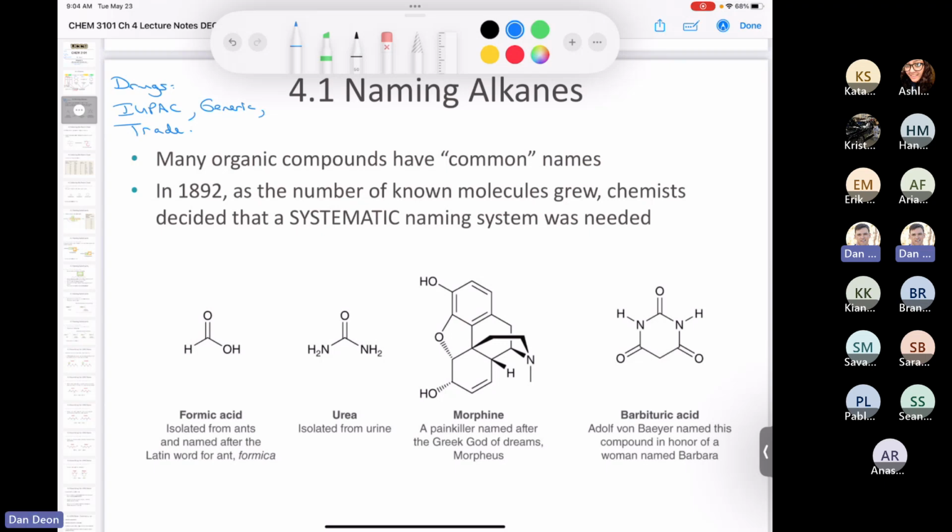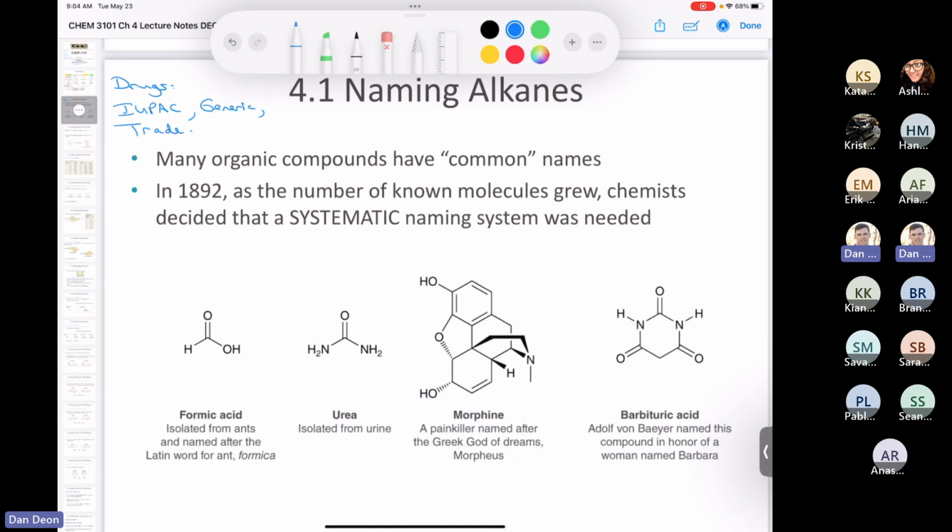If you look at something like formic acid, you might wonder where the name comes from. Formic acid is actually used as a defensive spray by some kind of ants. Don't ask me what kind because I don't know. But the Latin word for ant is formica, so that's where formic acid comes from. Urea, that one's probably a little more obvious. It comes from urine.